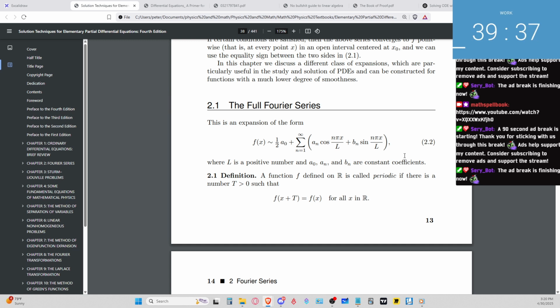Let's see, definition. A function f defined on the real numbers is called periodic. Now we're actually getting into periodic. So maybe this section will tell us about how to solve the problem that Mathodux presented us. And we just looked over this definition. It's periodic if there is a number t greater than 0 such that f of x plus t is equal to f of x for all x in the real numbers.